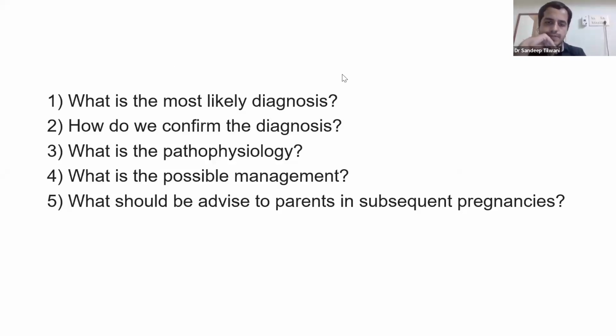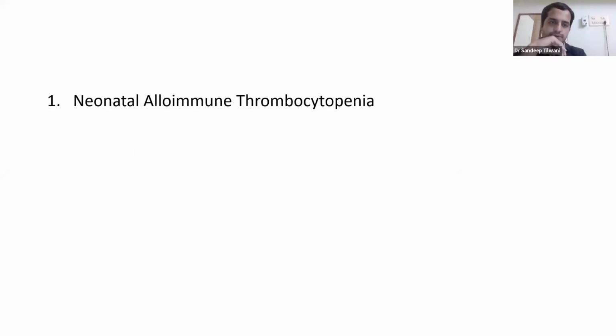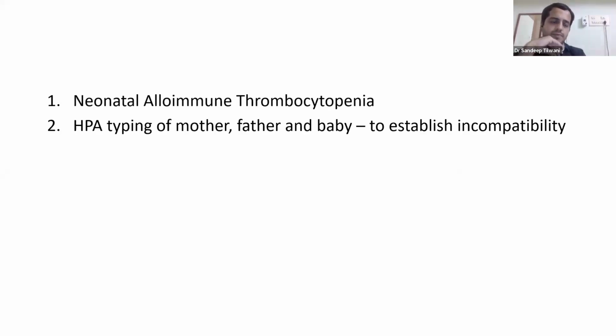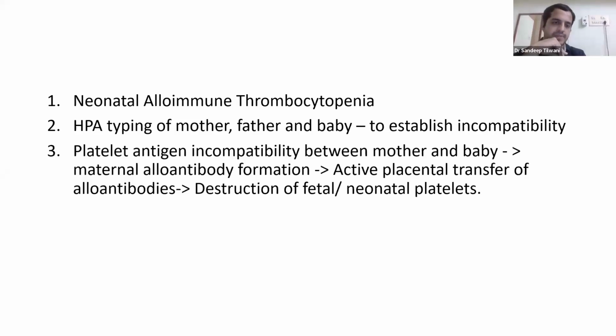So I think I'll go ahead with the answers. As you rightly said, it is neonatal alloimmune thrombocytopenia. How to confirm the diagnosis? We need to go for HPA typing, that is human platelet antigen typing of the mother, father, and the baby, so as to establish an incompatibility between them.